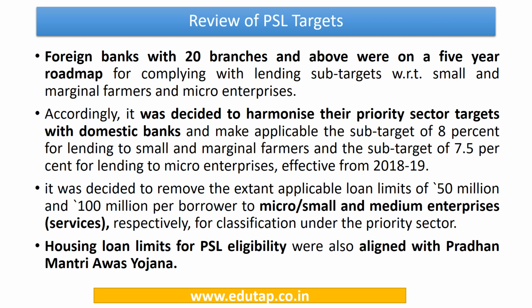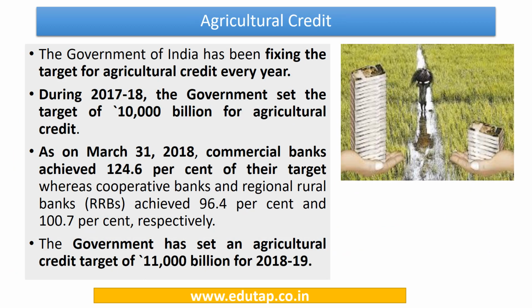Also, it has been decided to remove the loan limits for lending to micro, small and medium enterprises for classification under the priority sector, and the housing loan limits for eligibility under the priority sector loans have also been aligned with the Pradhan Mantri Awas Yojana. So these components have again been separately discussed by us in one of the videos. So I believe you must be aware of all these by now.